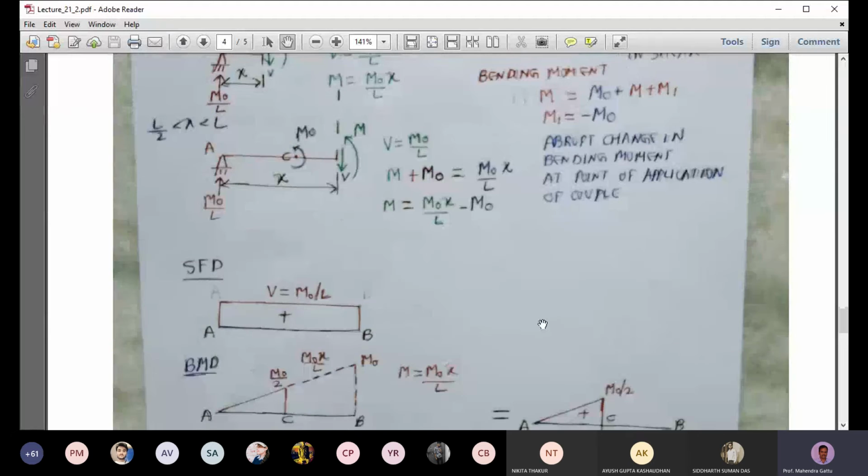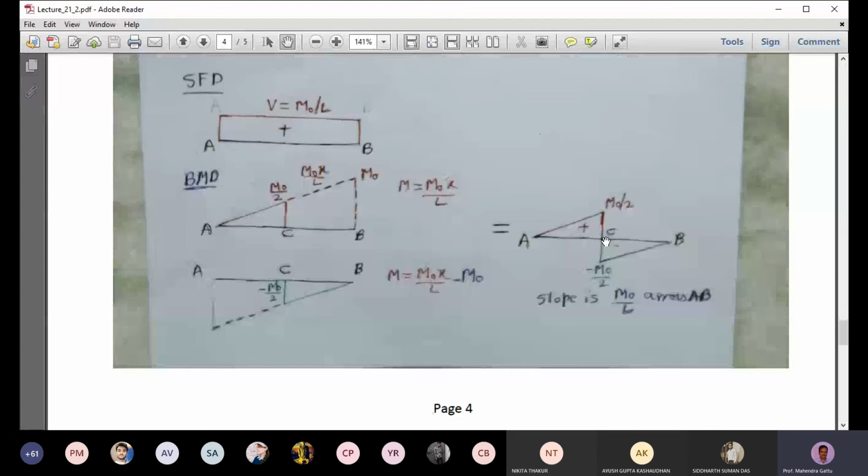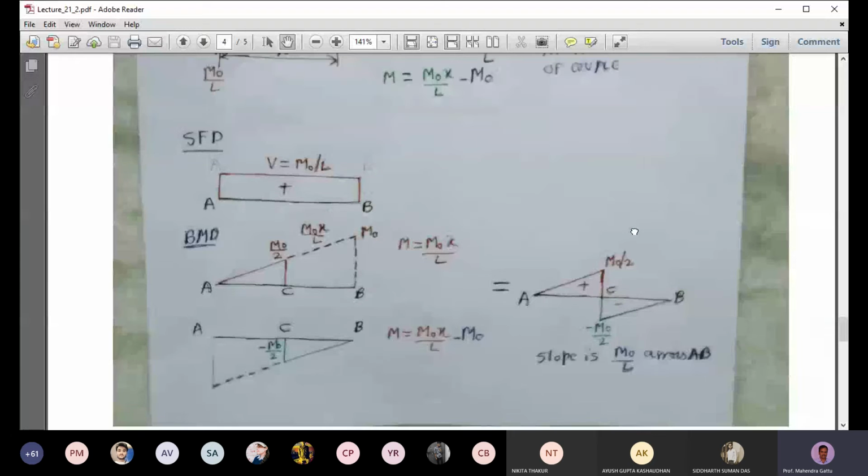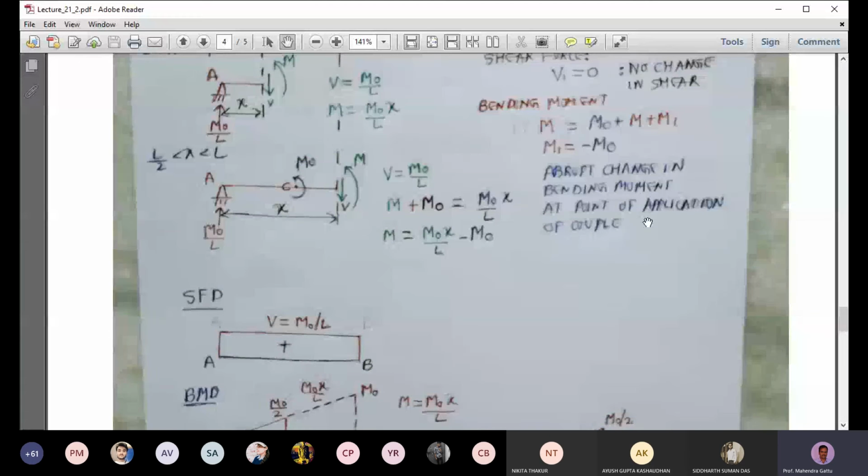So if you see here, just to the left of point C, we have M0 by 2, and due to the action of the couple, the bending moment has dropped by M0 in the downward direction. So from a positive value of plus M0 by 2, it has become a negative value of minus M0 by 2. Okay, so that is the abrupt change which is happening in the bending moment due to the application of this couple.